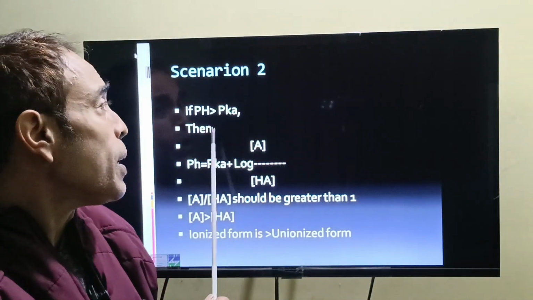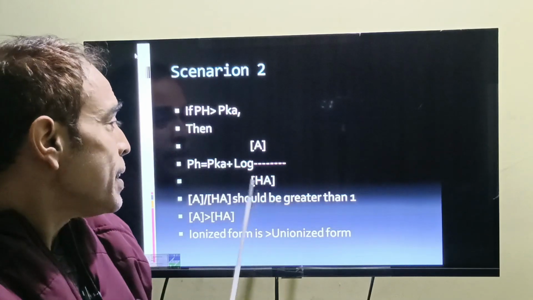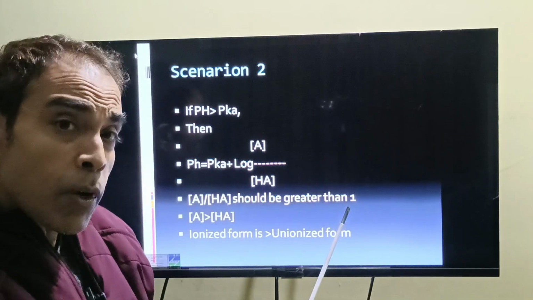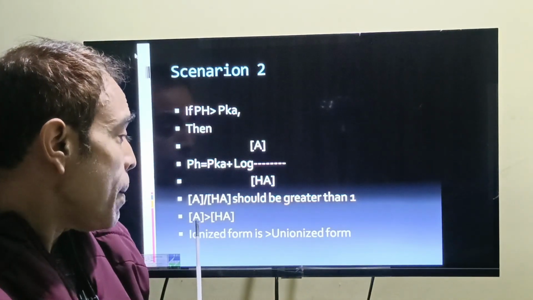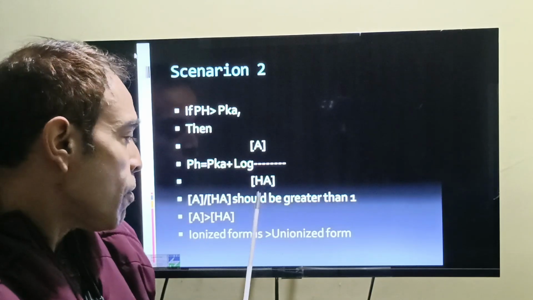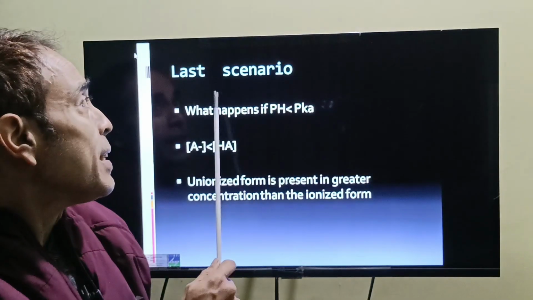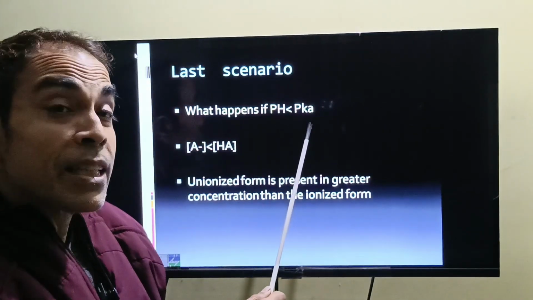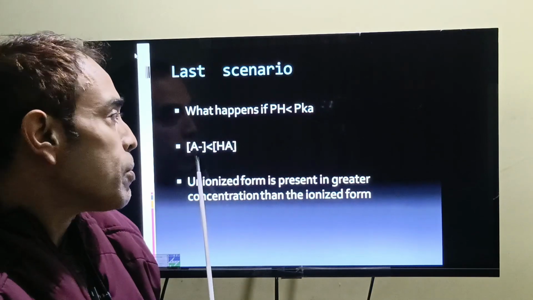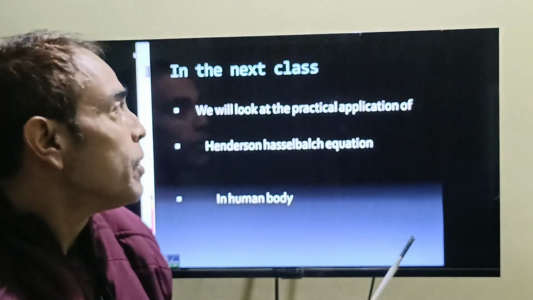Let us look at scenario 2. If pH is greater than pK, then the log of A minus by HA should be greater than 0, which means the ionized form should be more than the non-ionized form. The conjugate base should be more than the acid. Let's take the last scenario: what happens if pH is less than pK? That means the concentration of the ionized form is less, so the non-ionized form is present in greater concentration than the ionized form.